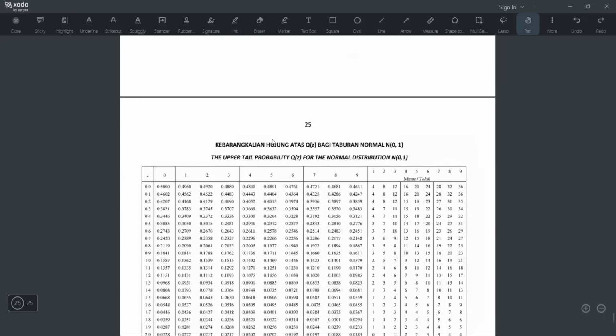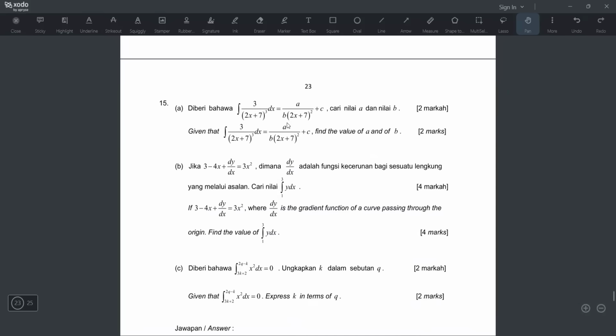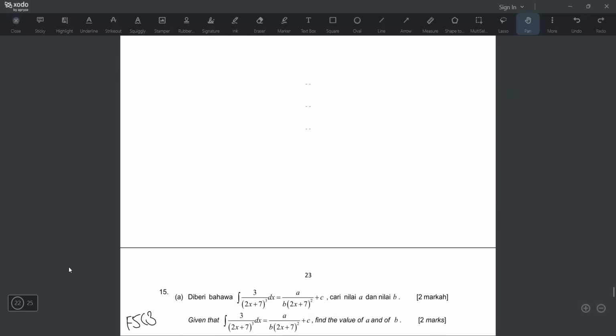Oh, finally, last question already. Oh, let's finish it. Okay, I see the integration sign. Confirm from chapter 3. Okay, let's do A. Given that integrate this equals to this, find the value of A and B. Very easy. Just integrate the left side and then banding lah.